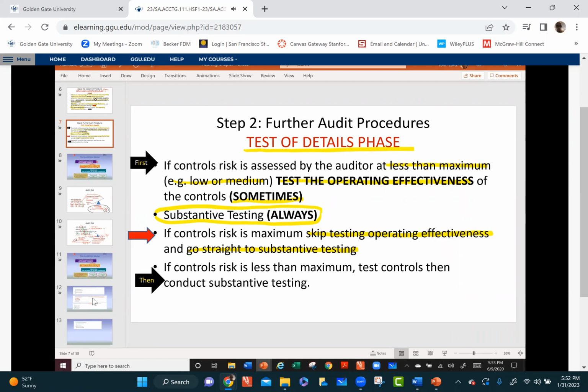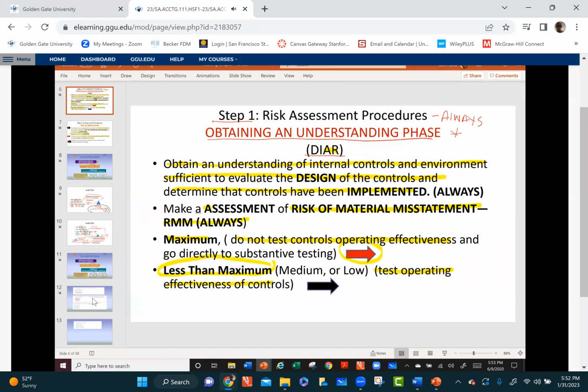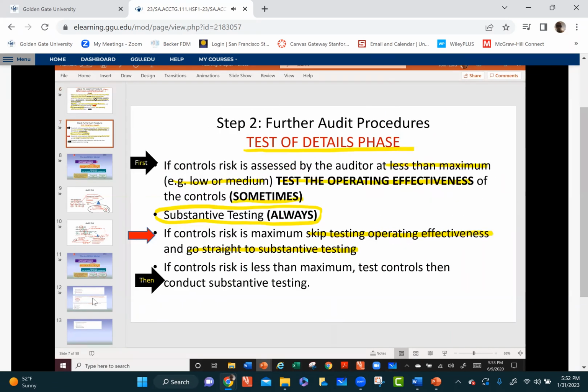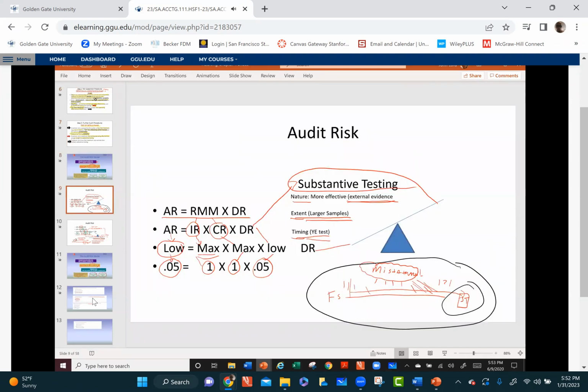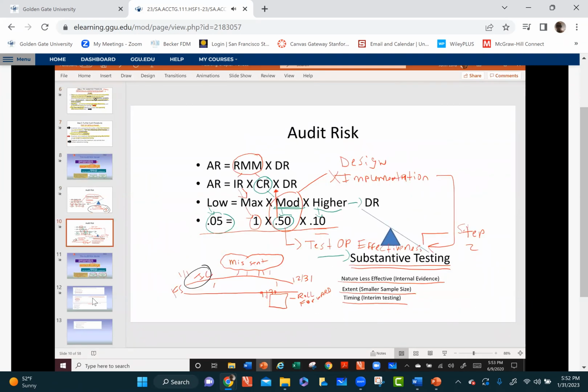Choose the mnemonic nature. I'm going to have to use external evidence instead of internal evidence. Extent, larger sample sizes, timing. Now I'm going to have to do year end testing instead of interim testing. Okay, so these two slides really work together. These two, and these two. Any question on that?